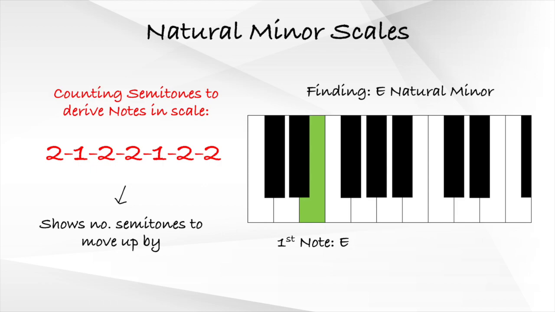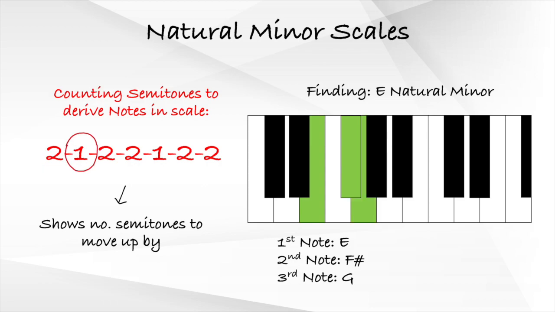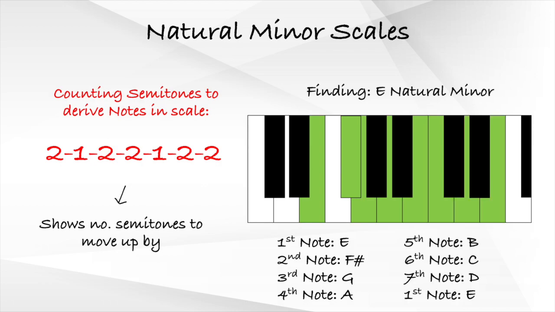Following the numbers, we start from E and move up by 2 semitones and we land on F sharp, which is our second note. Next, we move up by 1 semitone from our latest note F sharp and we land on G, which is our third note. Next, we move up by 2 semitones from our latest note G and land on A, our fourth note. As we continue moving up a number of semitones depending on our numbers, we get our 5th note B, our 6th note C, our 7th note D, and our 1st note E again. And there we have the notes inside the E natural minor scale.